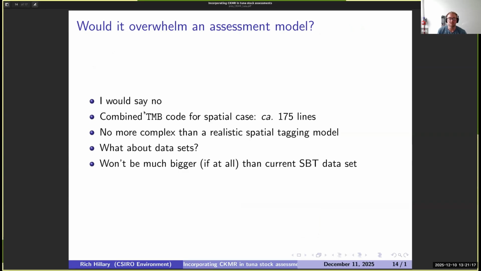Would that overwhelm an assessment model? Well, I would say again, no. The TMB code that we did to put together the design model is about 175 lines of code. So again, I don't think it's any more complex than a realistic spatial tagging model would be.